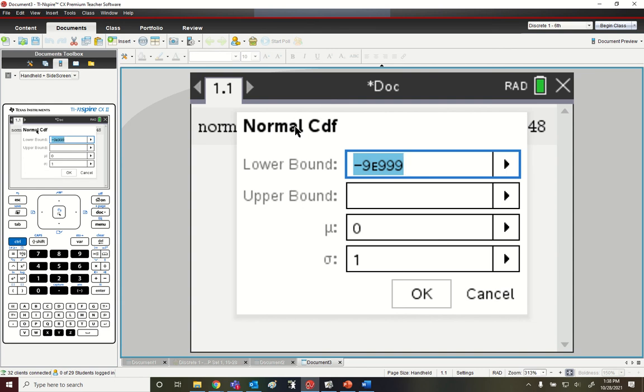You entered it already? Okay, good. All right, does anyone need help entering it?